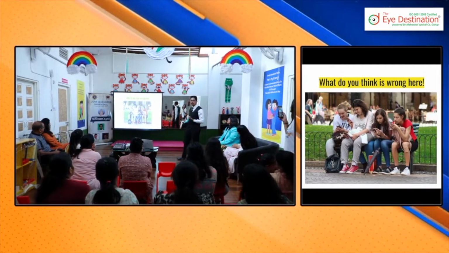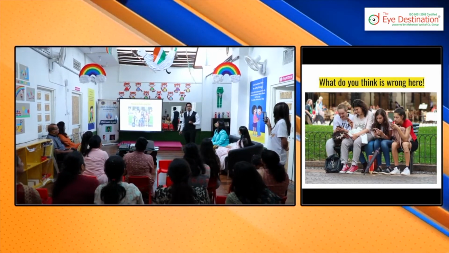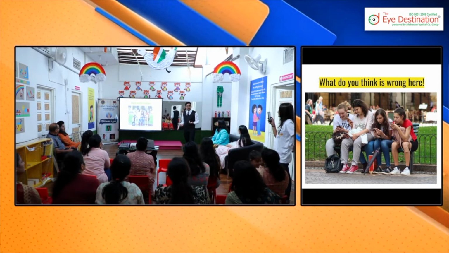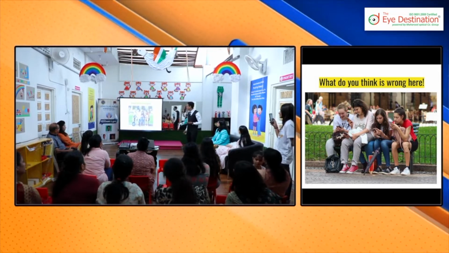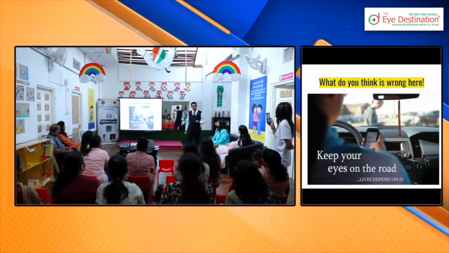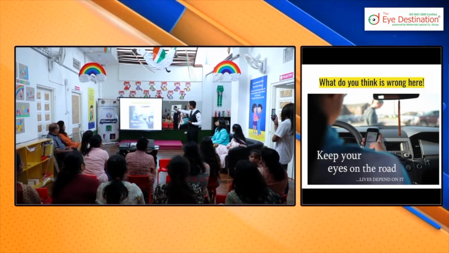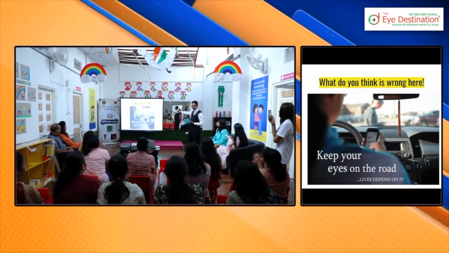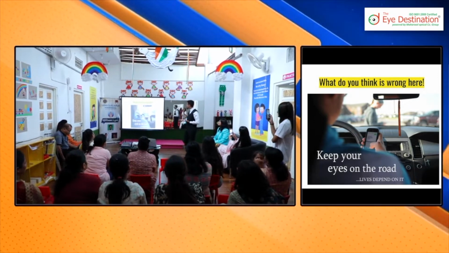And what do you think is wrong here in this pic? No interaction, no social. Yeah, even though they are sitting among their friends, still they are alone. So there is no socio-emotional development which is happening. What do you think is wrong here? Yeah, not only while driving, even the person who is crossing the road is also busy on the mobile. So it becomes life-threatening, right?